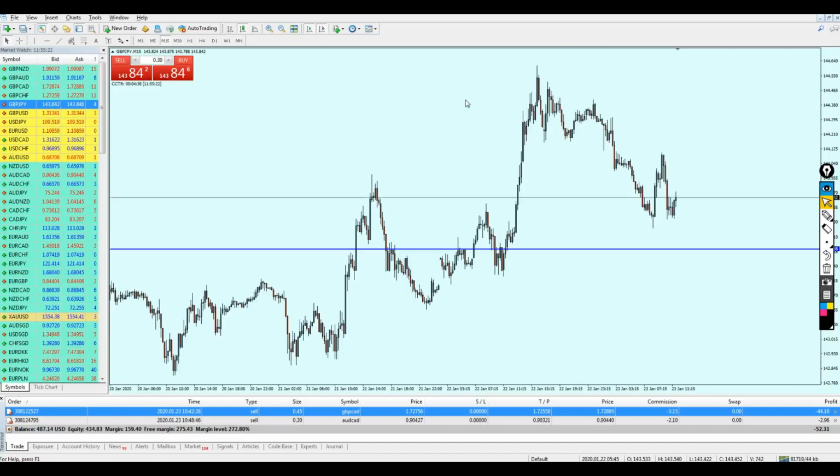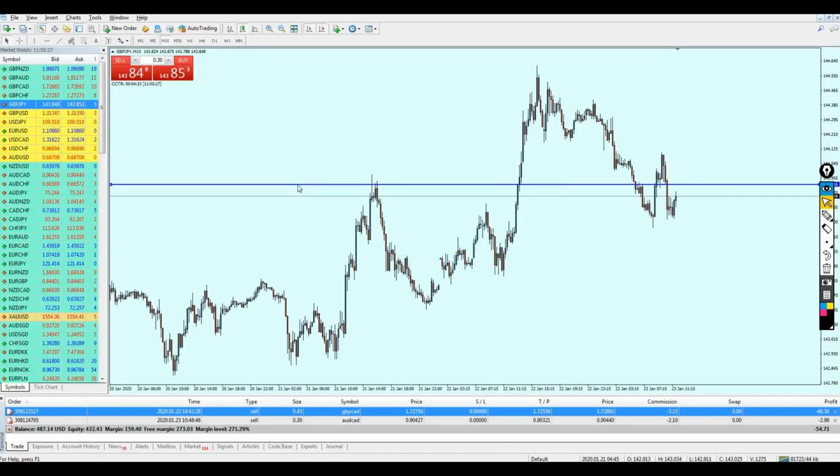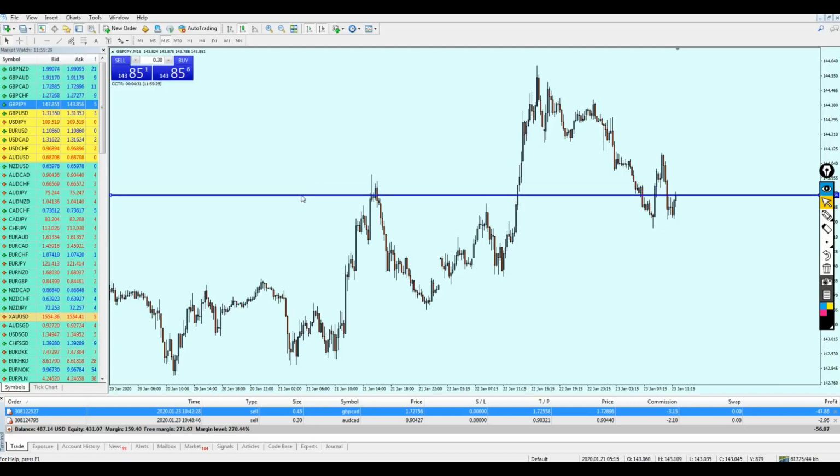This is the 15-minute time frame. Okay, good. We can see that right now we are on the resistance level right here, and we are very close, actually almost there already. I believe I'm going to place the sell order right now.